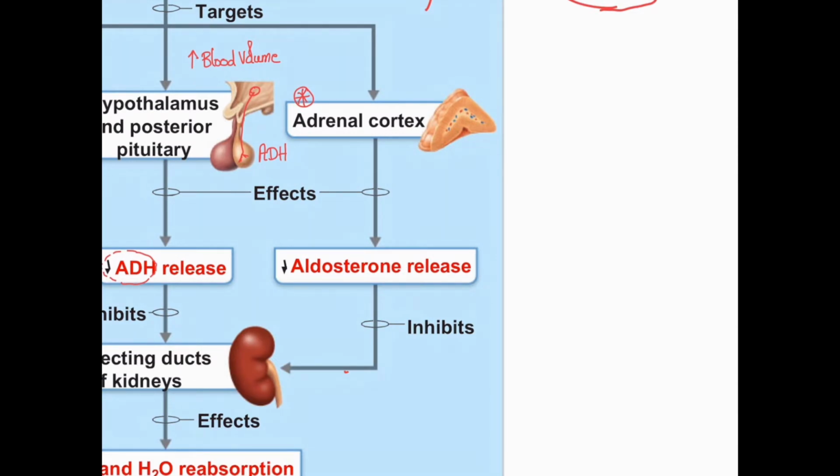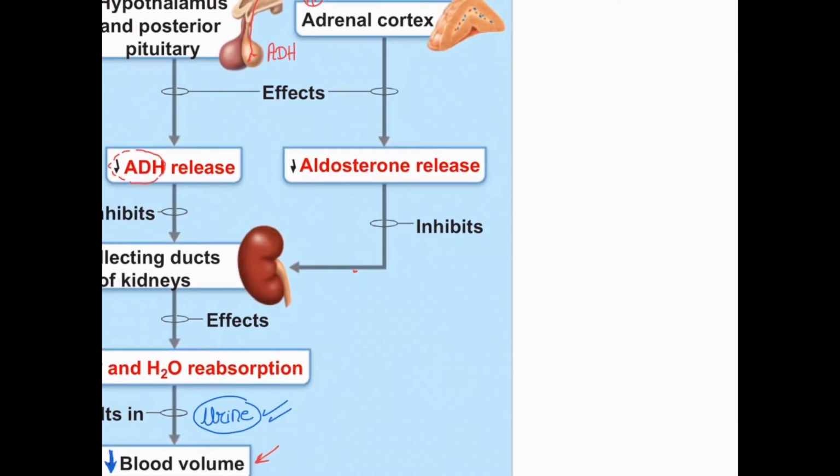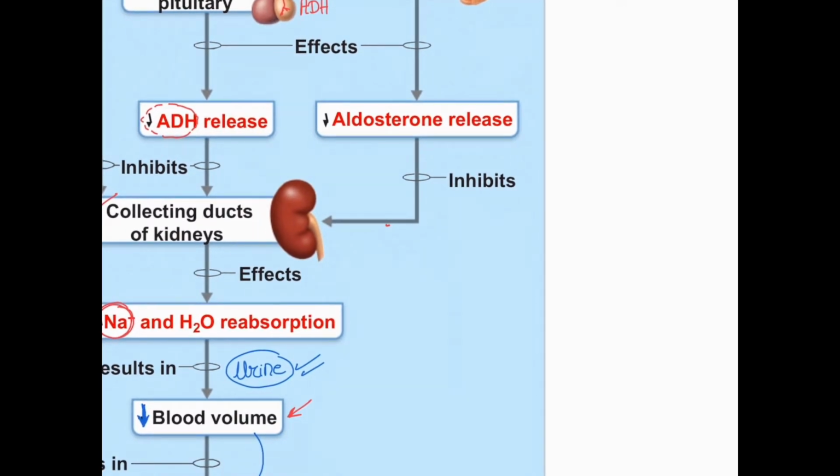ANP will be inhibiting the adrenal cortex, causing a reduction in the release of aldosterone. This reduction of aldosterone release will prevent the kidney tubules from retaining sodium. If I'm not reabsorbing the sodium back, what's going to happen? The sodium is going to travel to the outside in the filtrate and will get released in the urine.